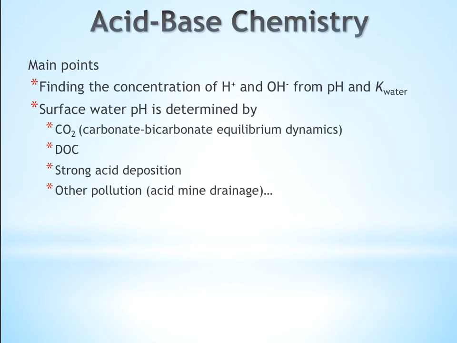Okay, so the main points so far are that we can find the concentration of hydrogen and OHs, or hydroxyls, just from knowing the pH and the K, or equilibrium constant, of water. And that surface water pH is really determined by a lot of these weak acids, CO2 and the carbonate-bicarbonate equilibrium dynamics, dissolved organic carbon, and strong acid deposition. And there may also be other pollution, things like acid mine drainage, that aren't quite as common but can still have a really big effect. Right, and that's it for acid-base chemistry.